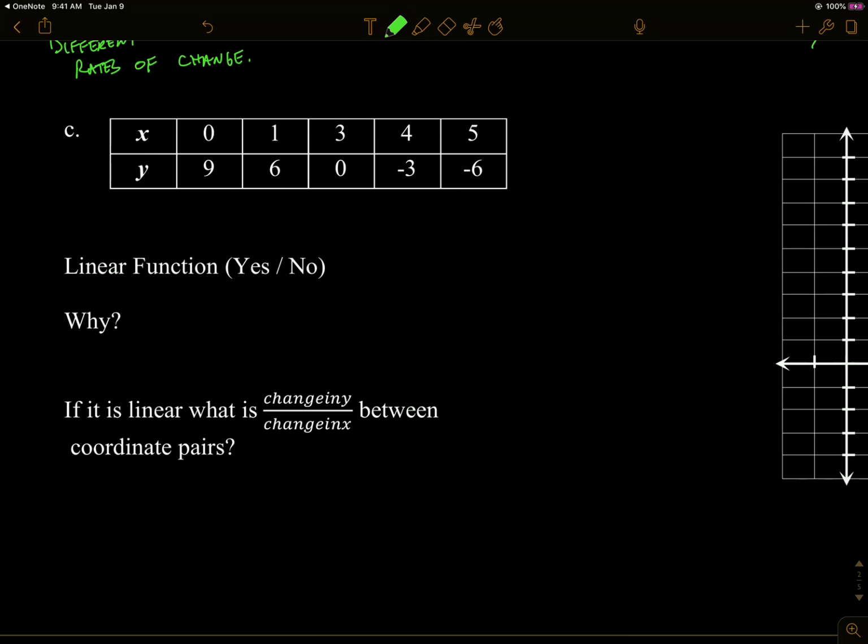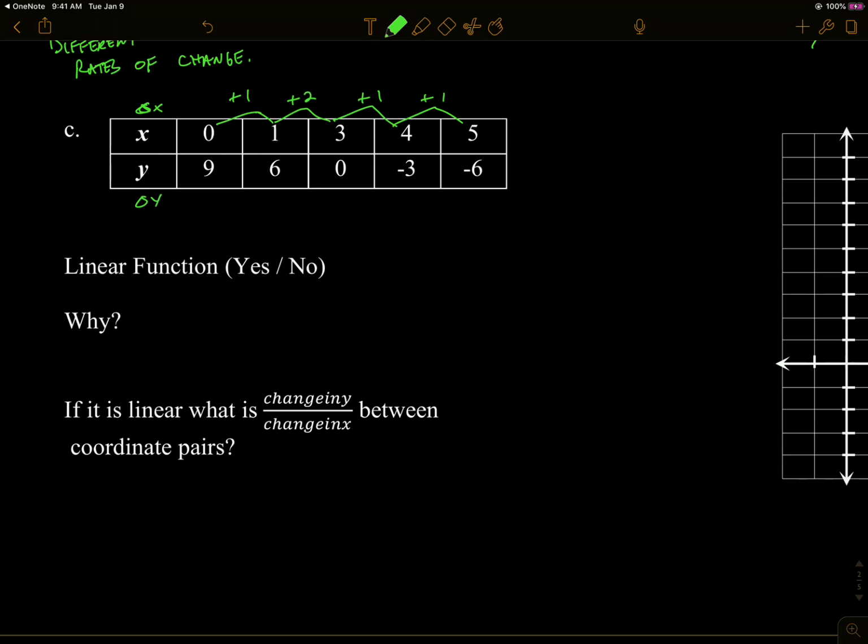All right, let's check this one. Linear function, yes or no? Let's check from the table. So my change in x from the first step is it changed by 1. Now my x changed by 2. So see, they're trying to trick us here. This one changed by 1. This one changed by 1.